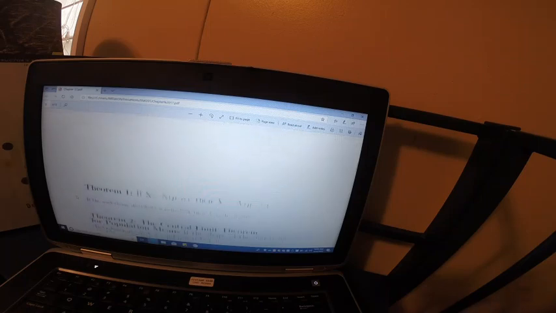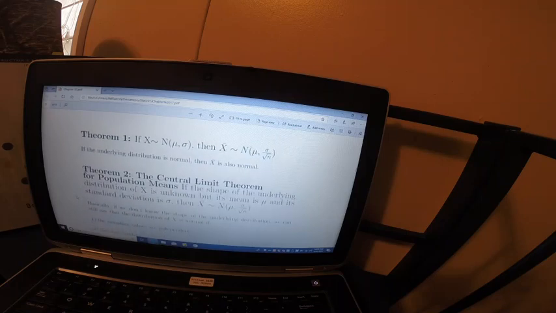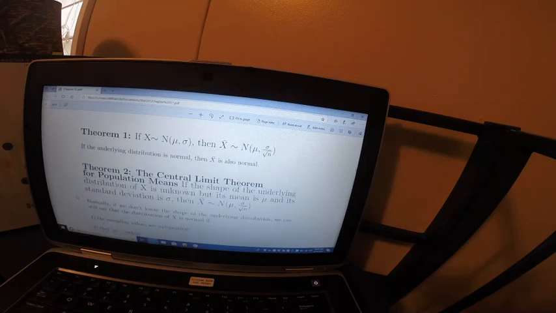On page 3, we get into the meat of the lecture. Theorem 1 says if x is approximately normal with mean mu and standard deviation sigma, then x bar is approximately normal with mean mu and standard deviation sigma divided by the square root of n. It says if the underlying distribution is normal, then x bar is also normal. So if something is normal, the mean of its distribution is also going to be normal.